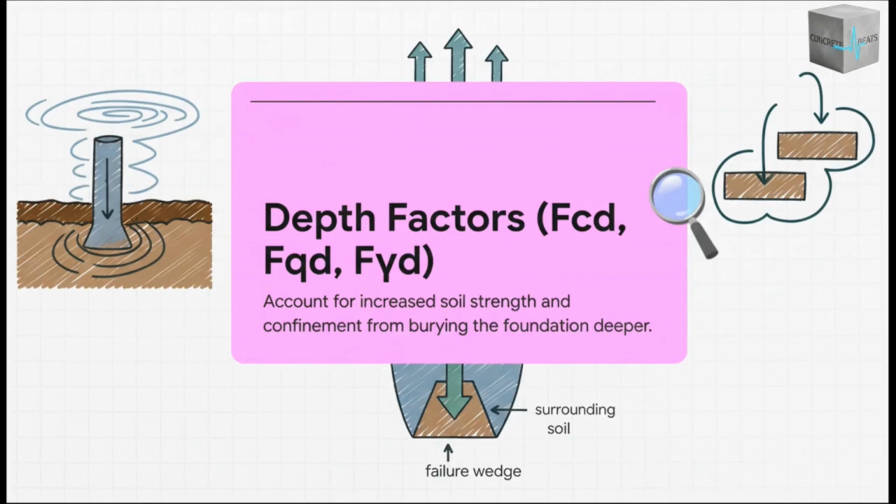Then we have the depth factors. It's pretty intuitive, right? The deeper you put a foundation, the more soil you have pressing in from the sides, basically holding everything together and confining it. That extra pressure makes it harder for the soil underneath to shear and fail. The depth factor, F_qd, is simply the mathematical way we account for that bonus strength you get from going deep.